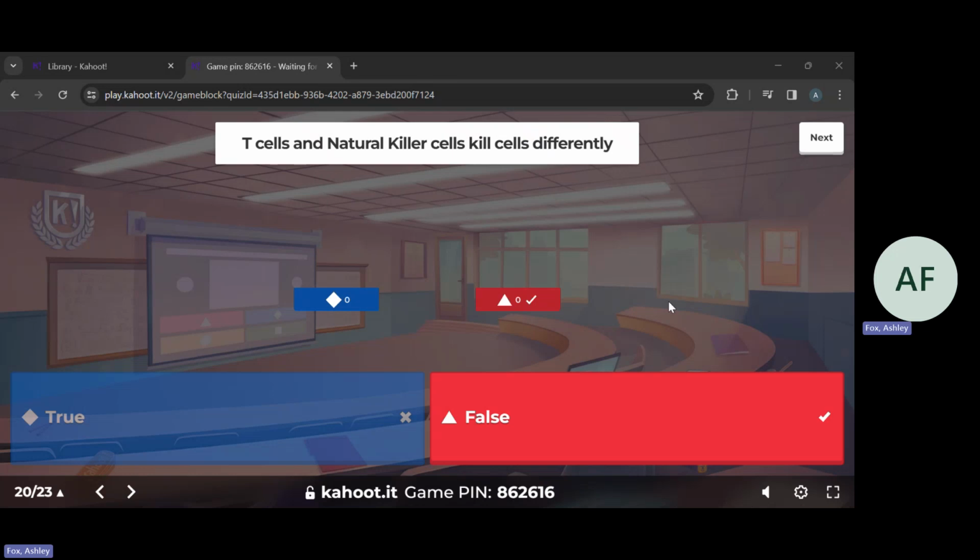They're just non-specific. So natural killer cells will kill cancer cells and intracellular pathogens the same way, but they will kill anything that's seen as foreign or abnormal. T cells will find their specific match and kill the same way.